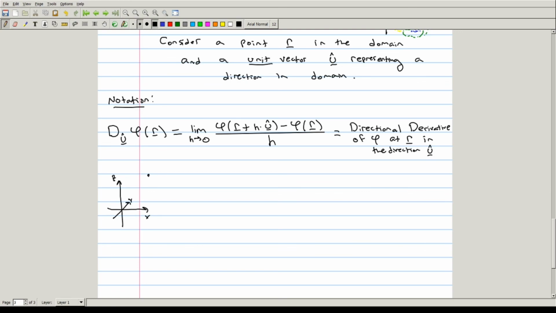The main idea being the following, though, that if we're at a point R in three-dimensional space or in two-dimensional space, and we want the directional derivative in the direction, say, of the vector u hat, or I'll make u hat a little bit larger.